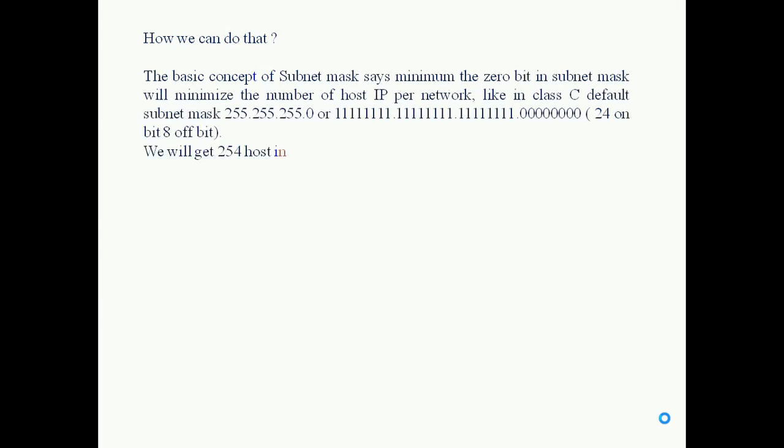The basic concept of the subnet mask says that the fewer the zeros in the subnet mask, the fewer the host IPs per network. Like in class C, subnet mask 255.255.255.0 in binary, the first 3 octets have all bits high, and the last octet has all bits low. So we get 8 bits for the host, and if we calculate with the formula 2 to the power n minus 2, where n is the number of off bits of the subnet mask, it will be 254 hosts in a network.